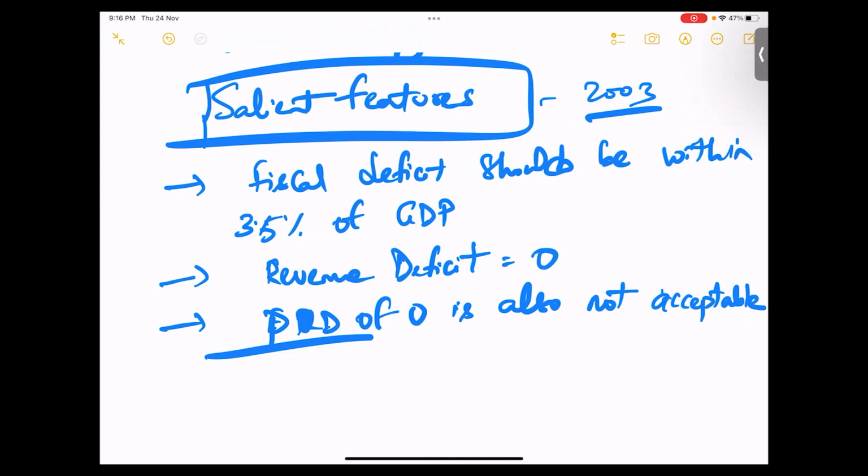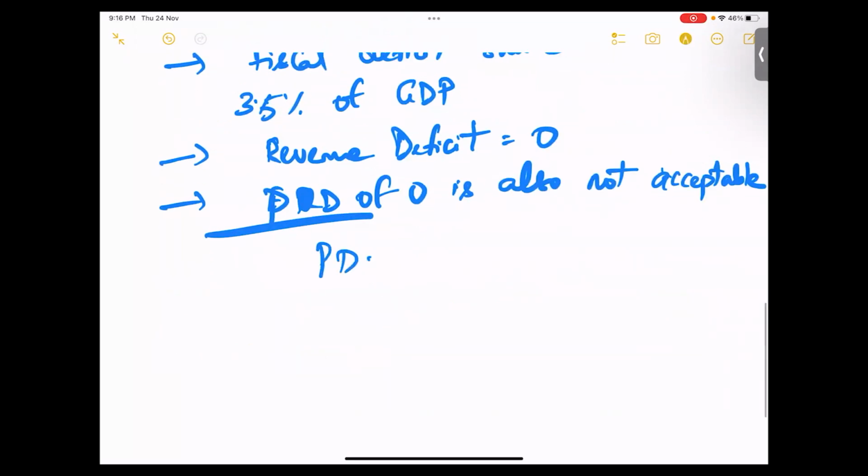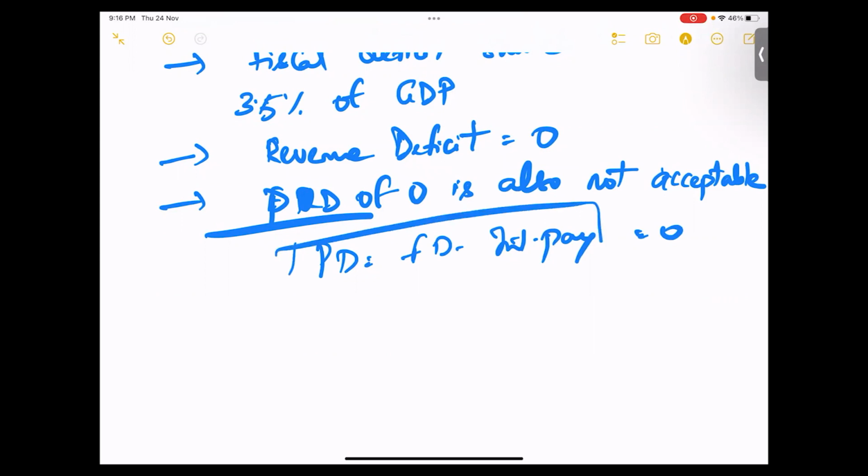Yes. If it is zero, what does it mean? We are simply borrowing to pay the interest. Understood? Yes, sir. Primary deficit means fiscal deficit minus interest payments. If it is equal to zero, that means fiscal deficit is equal to interest payments. Did you understand? So even zero is not desirable. Okay?